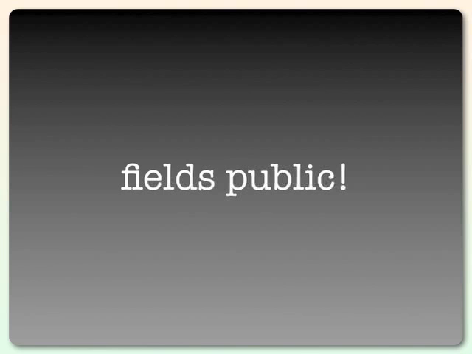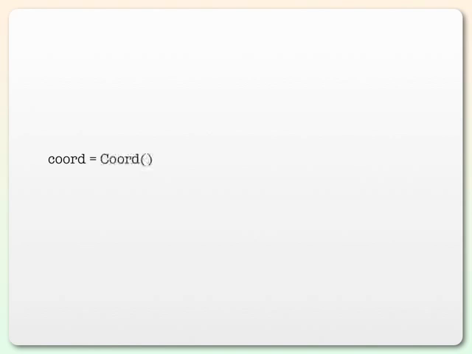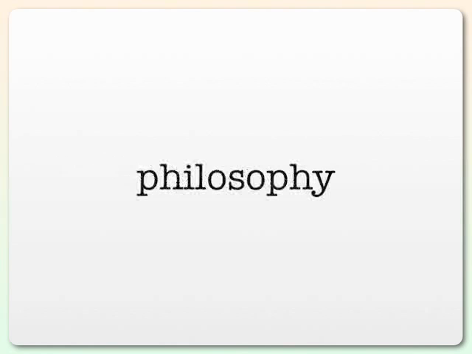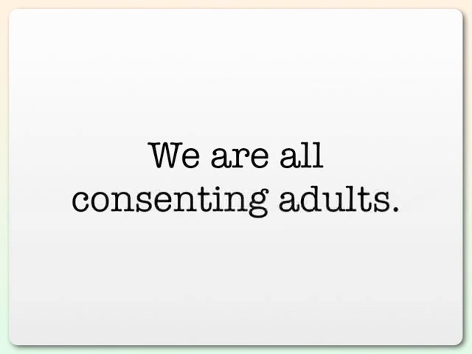Now you're going to say, well, hey, the fields are public in Python. Anyone can touch any part, right? Yeah, in fact you can. You could do something sort of illegal like this, put in a bad value for a latitude. But the philosophy in Python is that we are all consenting adults.